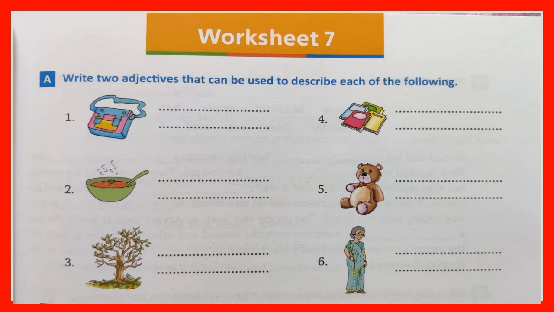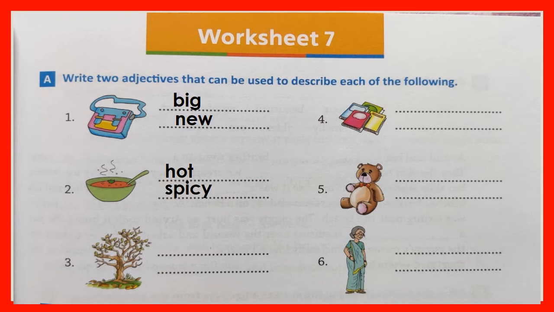So I'm writing here big and new. You don't have to write bag, just write the adjective. Okay. Number 2. Now can you see this bowl? And there is something inside it. It can be soup, right? So what can you write for this? Can you see it looks hot? Steam is coming out. So you can write hot and you can write spicy. Okay, you can even write color, red.